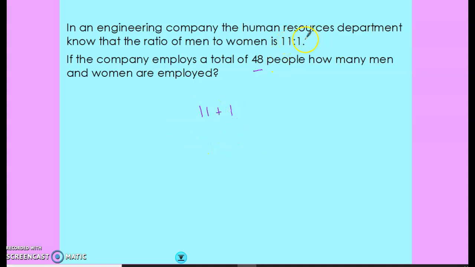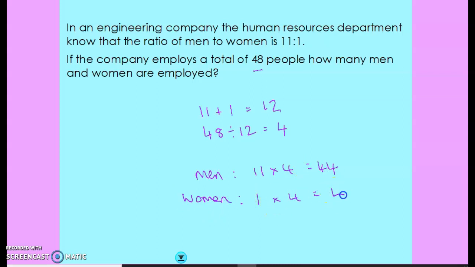Okay, so we've got a ratio of 11 to 1. So if I add them together, I've got 12. So if it's split evenly between the 12, let's do 48 divided by 12, which gives me 4. Each one is worth 4. The men are 11 lots of that. So 11 fours, 44. The women are just 1 lot of that. So there'd be 4 women.